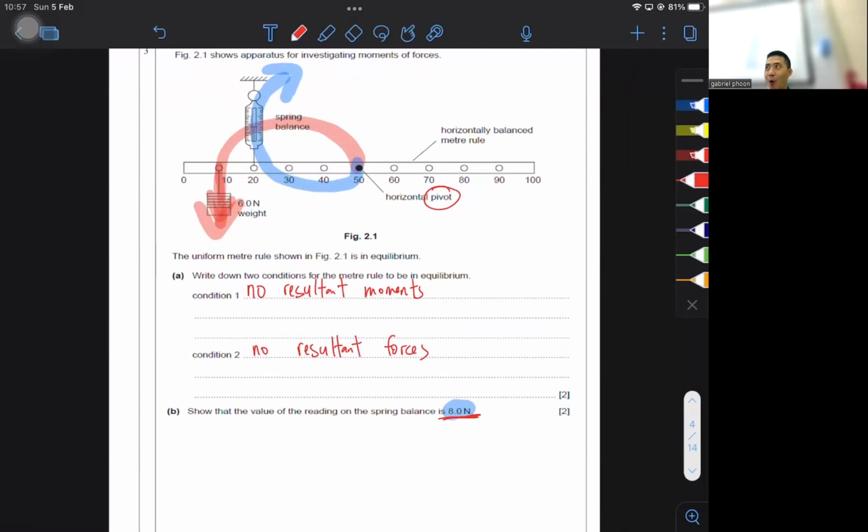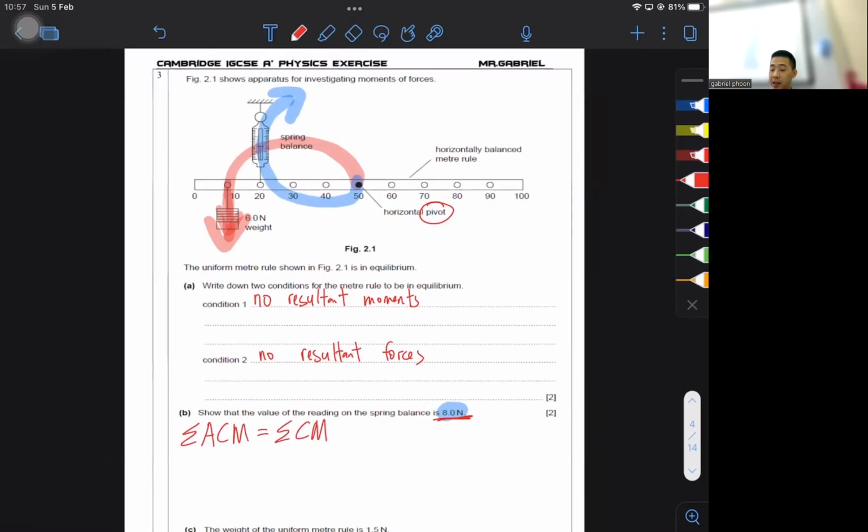Moments are not momentum, guys. What's the word equation? Total what? Total anti-clockwise moment is equal to total clockwise moment, right? Very good, Cheatham. And in this case, because there's only two forces, F1 D1 is equal to F2 D2, right?